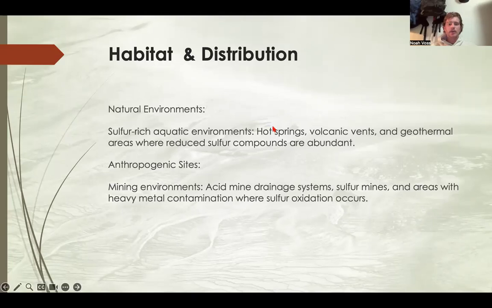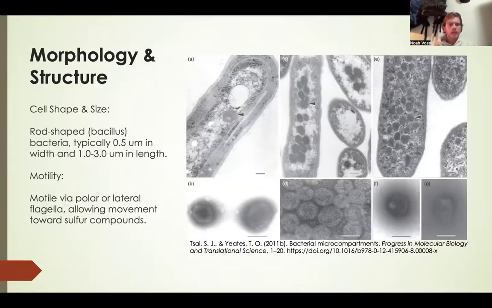So the habitat and distribution: the natural environment of this Halothiobacillus sp. is sulfur-rich aquatic environments, especially hot springs, you could think Yellowstone National Park, the Grand Prismatic Spring, volcanic vents under the ocean, and geothermal areas where reduced sulfur compounds are abundant. And then the distribution in anthropogenic sites. These are primarily in mining environments, so acid mine drainage systems, sulfur mines, and areas with heavy metal contamination where sulfur oxidation occurs.